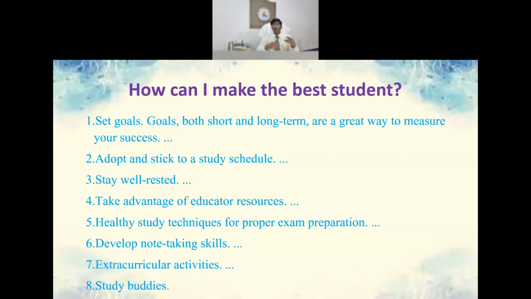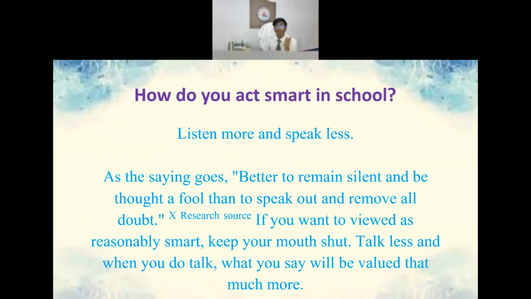For example, when we go to the class, how many of us say, open your textbook and keep a pencil with you? Maybe many of us just say, please carry on. Just tell the students, when you sit in the class, keep the textbook open, underline the points, write the class notes, short notes, that will help you. As the saying goes, it is better to remain silent and be thought a fool than to speak out and remove all doubts.